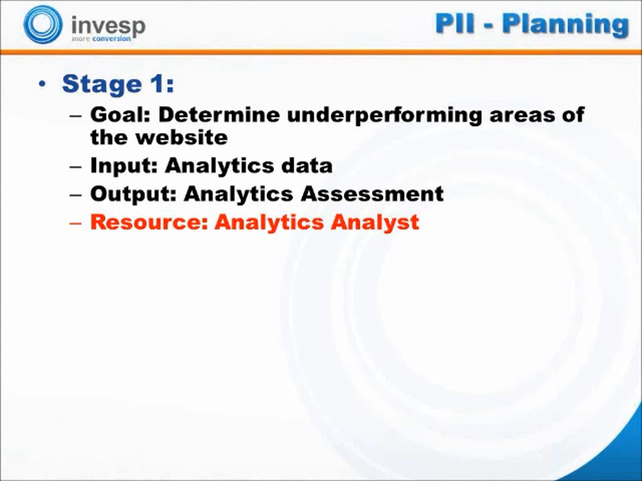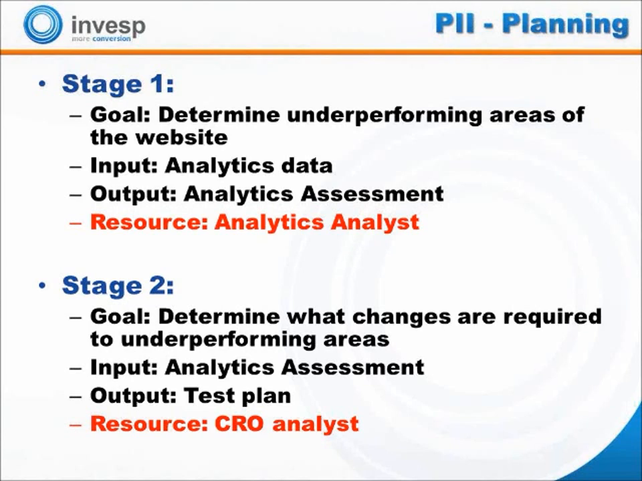The second stage is determining, well, I understand now that my product pages are the first area of priority that I should be focused on. The question you need to ask is, what changes should I be making on these product pages? So you take that analytics assessment, that prioritization that was produced during the first stage, and you run that page through a detailed analysis to say, okay, on these particular product pages, what should I be changing? Should I be changing the headline, the image? We're going to talk about this in a little bit. But ultimately, the goal is to produce a test plan.